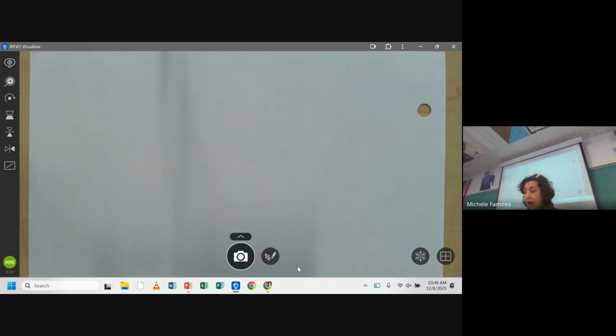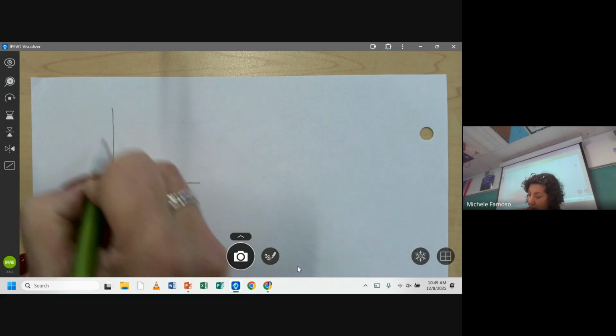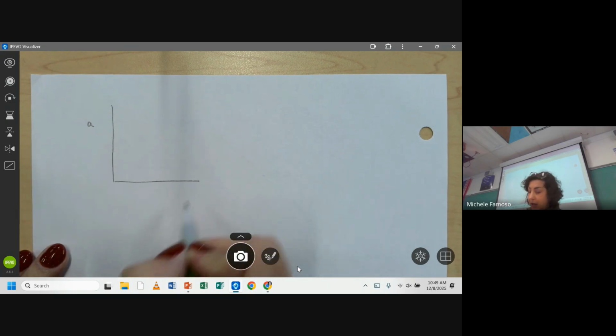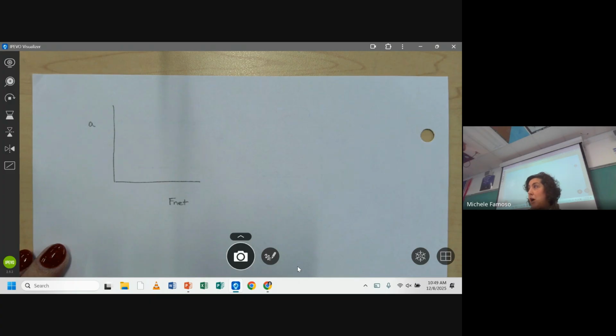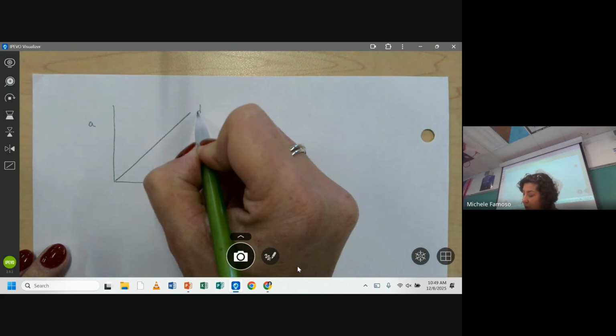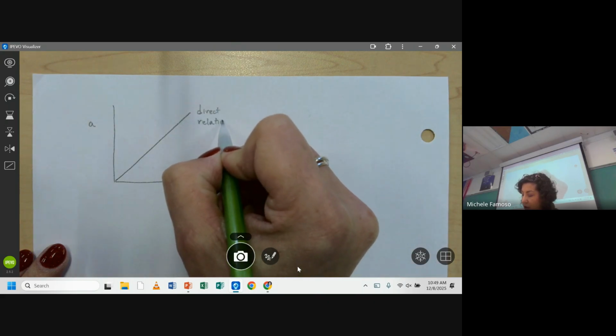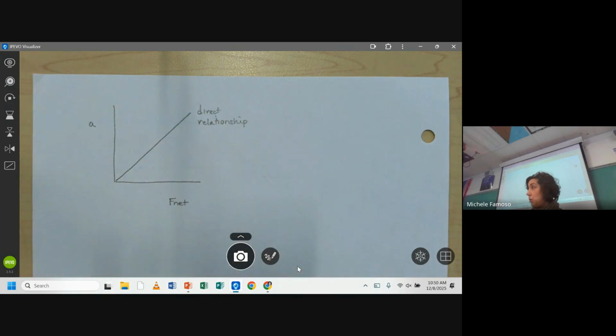So the first graph that we're talking about shows us the relationship between the acceleration of an object and the net force that's acting on the object. According to Newton's second law, there is a direct relationship between the acceleration and the net force. So if I were to make a graph of the acceleration versus the net force, we would see a diagonal line with a positive slope. So what does this mean?